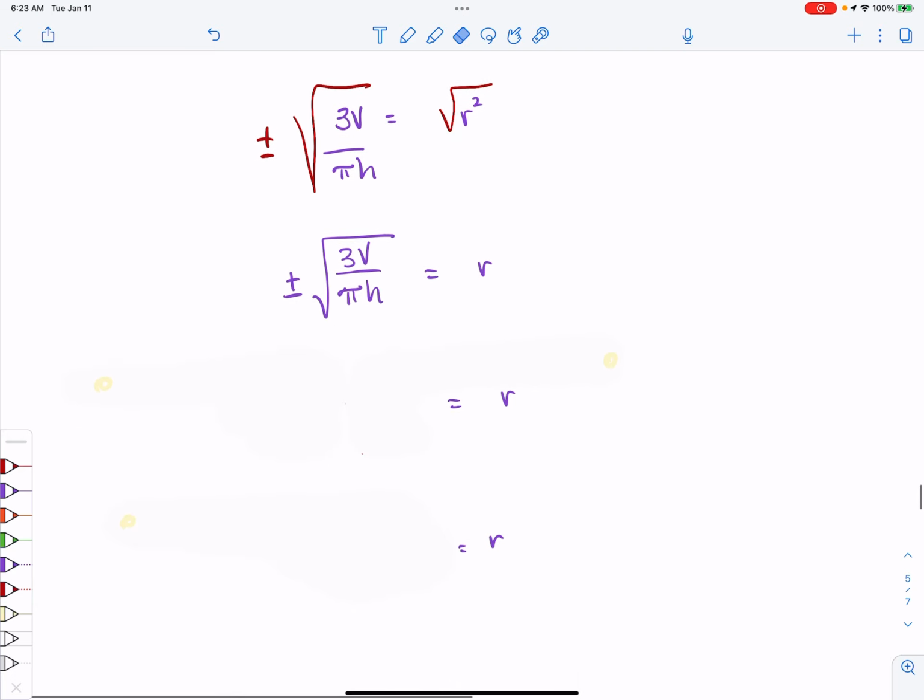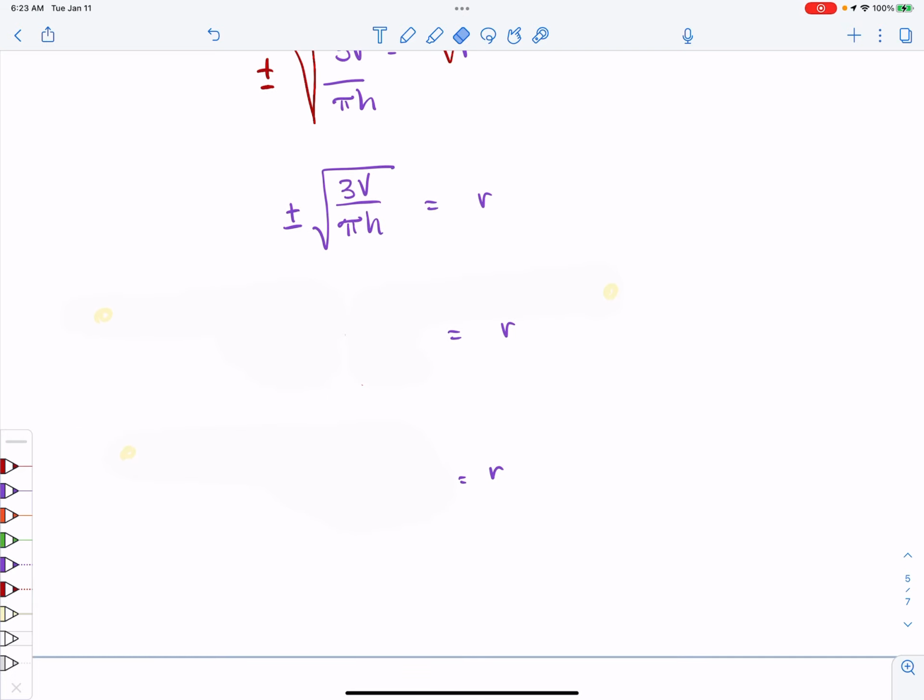Although this is a correct solution for r, a simplified answer will not have square roots in the denominator. So the next thing you need to do is get rid of that square root in the denominator. Here's how you do that. This is what you have. You're going to multiply by the square root of the denominator over the square root of the denominator. Now the value of this is just the number 1.